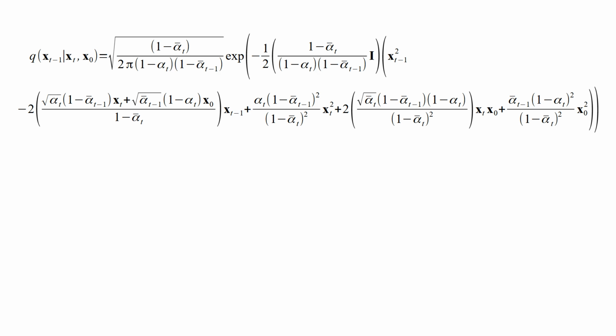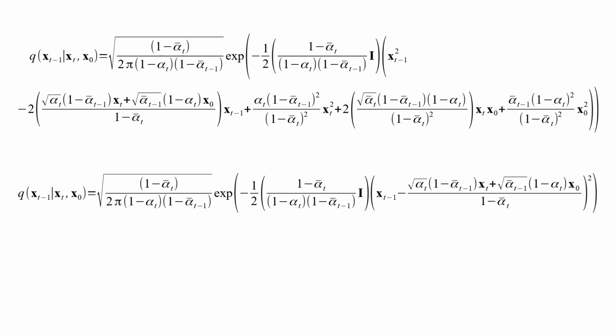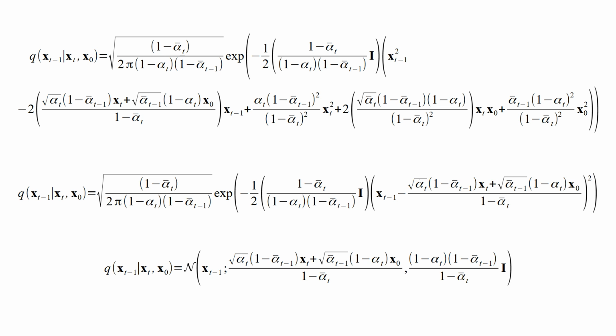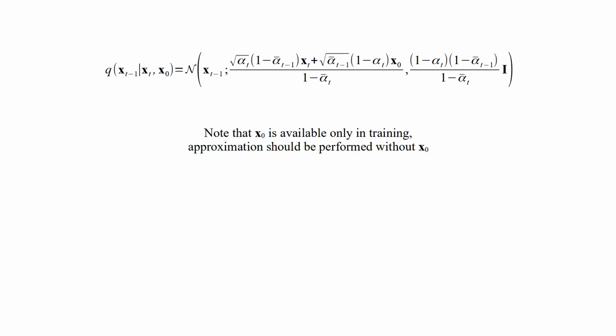Now notice the quadratic expression starting with xt minus 1 square. That quadratic expression can be written as square of difference of two terms. And resulting expression is a Gaussian distribution. Note that x0 is available only in training, so approximation should be performed without x0.